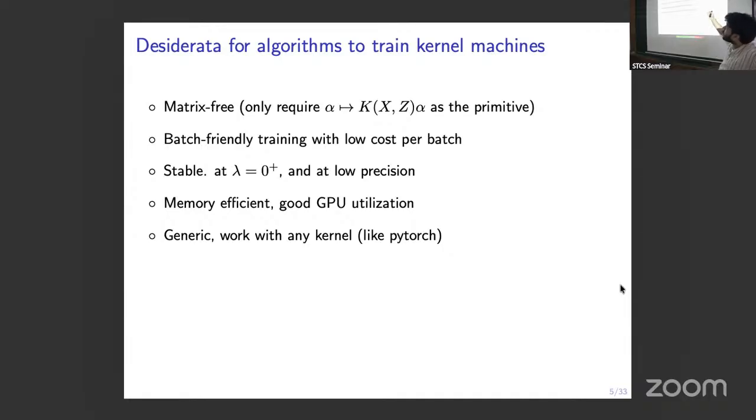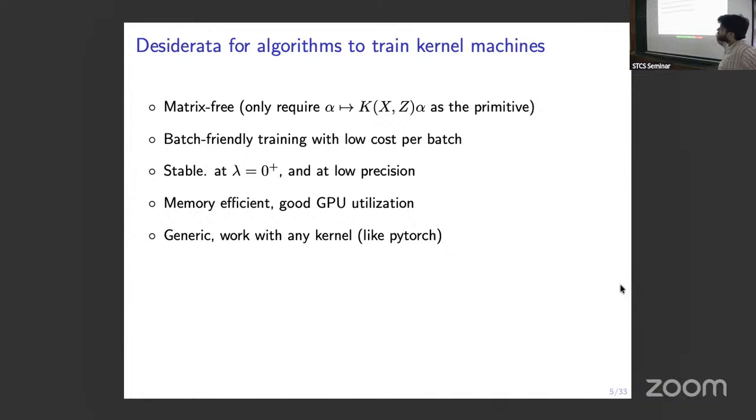I'd like the algorithm to be batch friendly, in the sense that I should be able to process one bunch of samples and make an update immediately. I don't want to wait for the entire pass over the entire data to make one update. I like stability. In the previous slide, there was a regularization parameter lambda. I'd like the algorithm to be stable when lambda is actually 0, because in practice, it turns out that lambda equal to 0 gives you the best performance empirically. So we like algorithms that are stable at lambda equal to 0 plus, and also at low precision. We don't want something that only works in double precision but breaks down when you work in single.